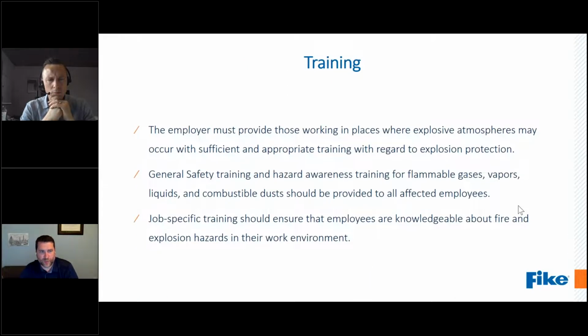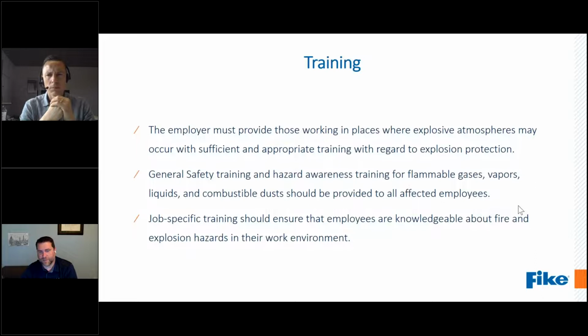Then we'll talk about training. So this first part is directly from the ATEX directive. The employer must provide those working in places where explosive atmospheres may occur with sufficient and appropriate training with regard to explosion protection. So what I say here is that general safety training and hazard awareness training for flammable gases, vapors, liquids, and combustible dust should be provided to all affected employees. It's a general awareness training. It should cover every employee in a location that has a hazardous atmosphere.